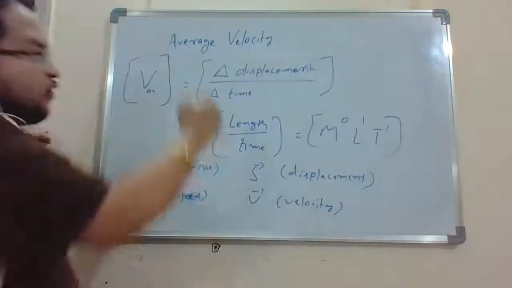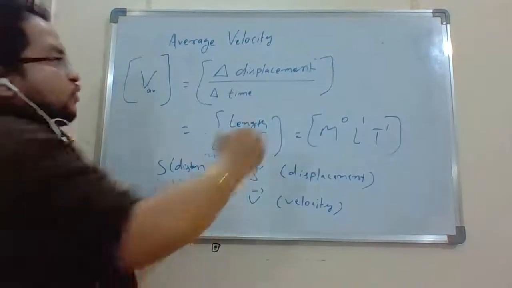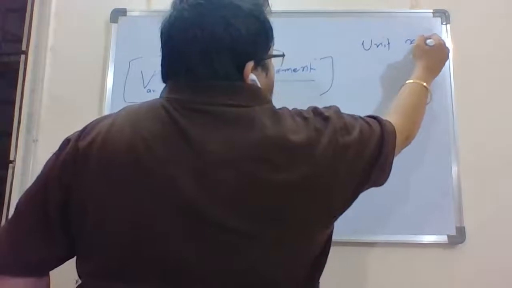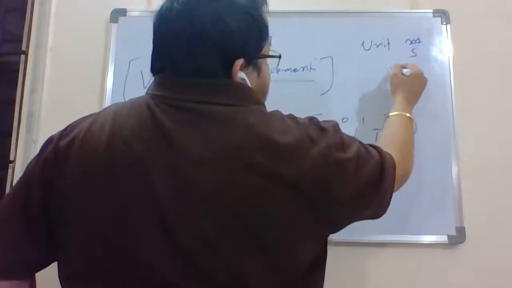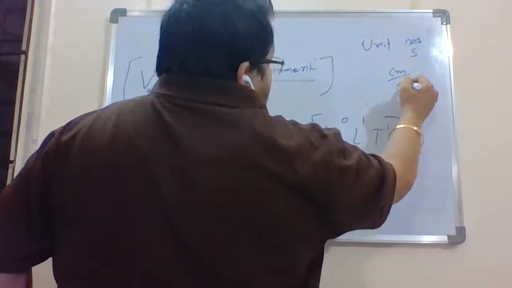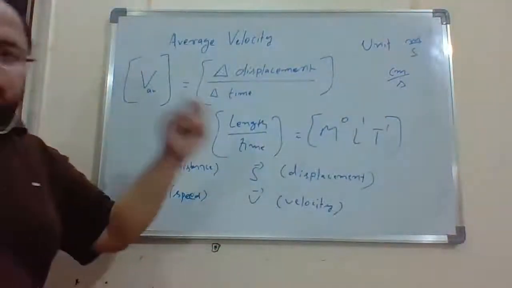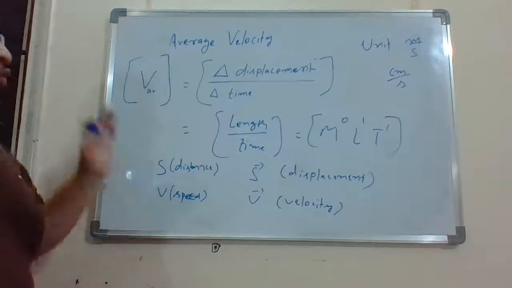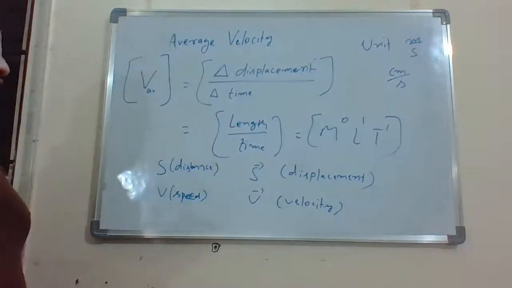So obviously, what would be the unit? The unit in SI would be meter per second. In CGS, it would be centimeter per second, right? So quite simple. No rocket science really in that. So good, these would be average speed and velocity.